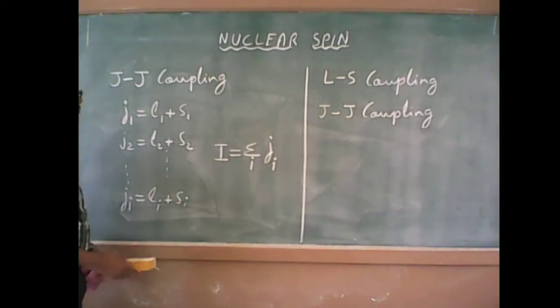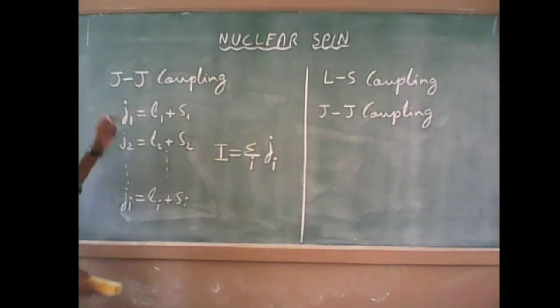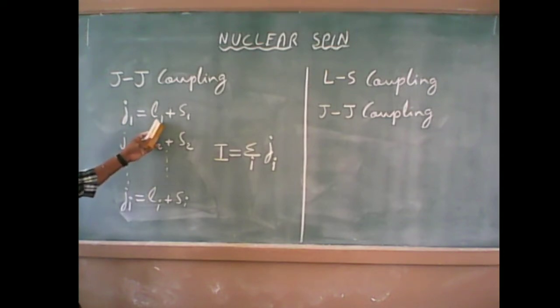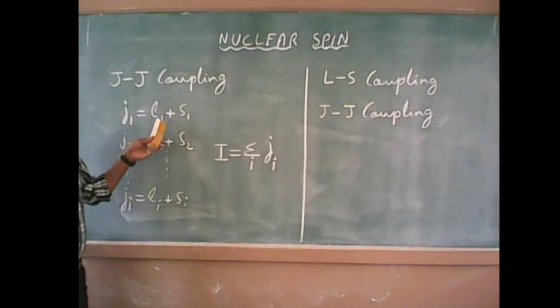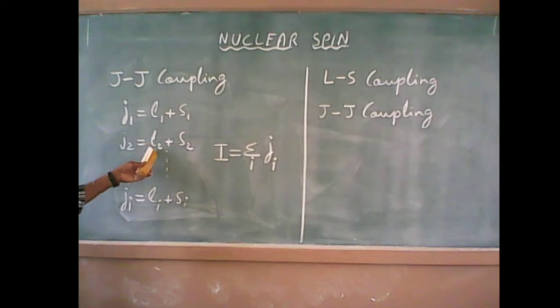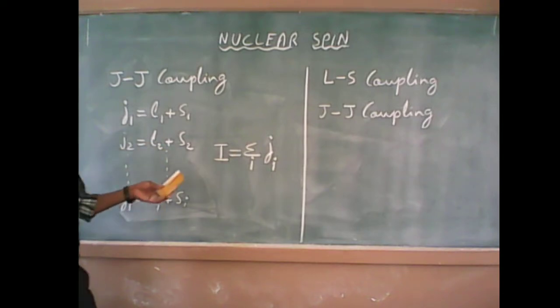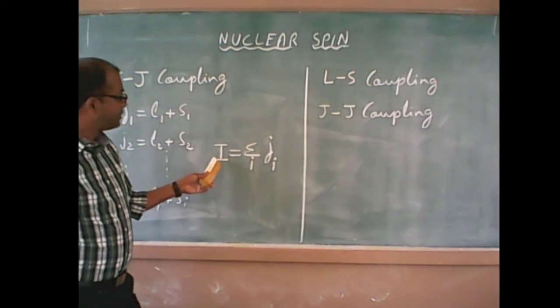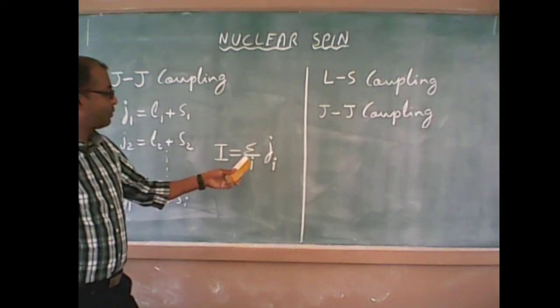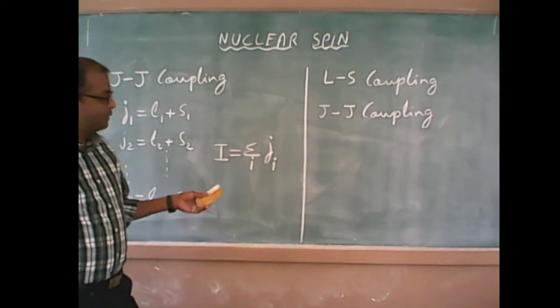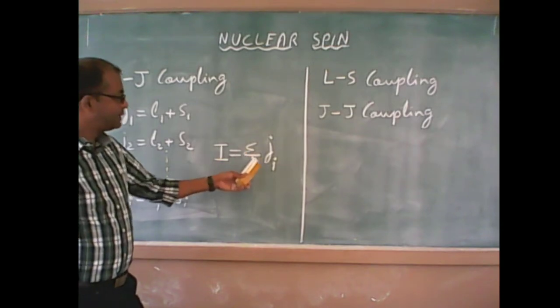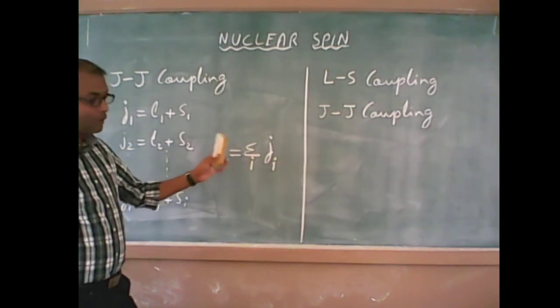The next coupling scheme we are talking about is the jj coupling scheme. In this, the individual orbital and spin angular momentum of each nucleon add up to give the total angular momentum for that nucleon. J1 is equal to L1 plus S1, J2 is equal to L2 plus S2, and so on. Finally, the total angular momentum of the nucleus will be the summation over i of Ji, where i runs over all the nucleons.